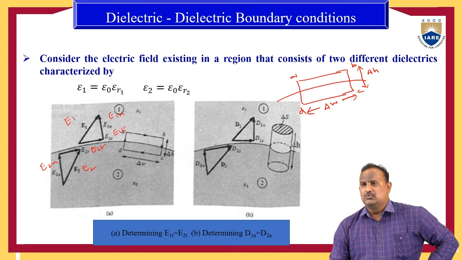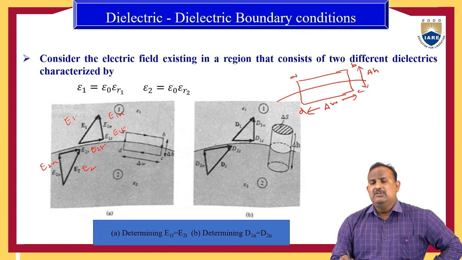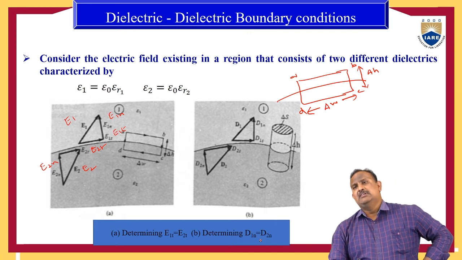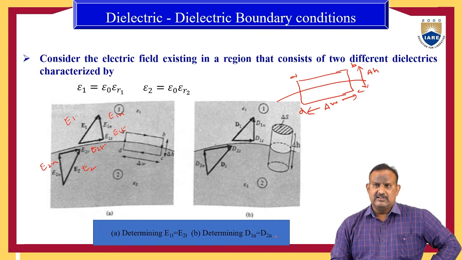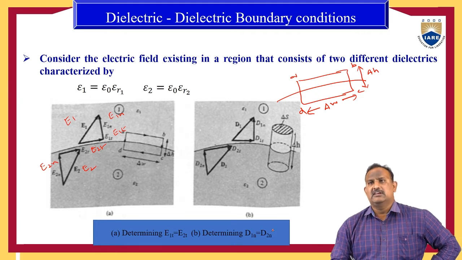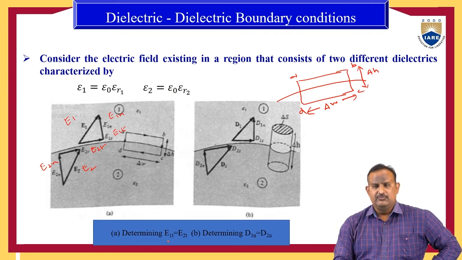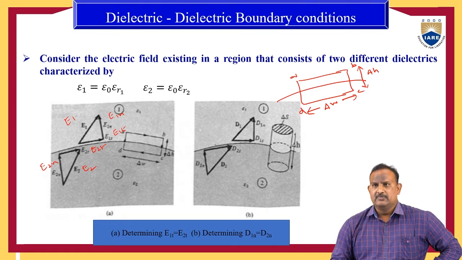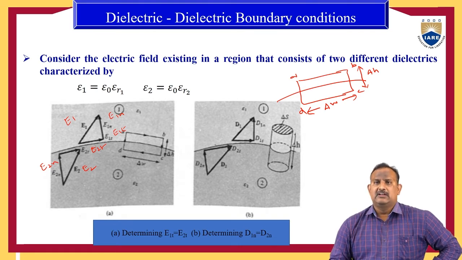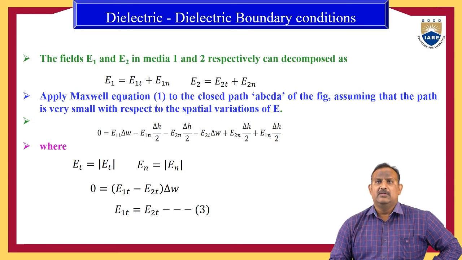Figure B is used to determine D1n equal to D2n, where D1n is the electric flux density normal to the boundary in medium 1, and D2n is the electric flux density normal to the boundary in medium 2. The first figure is used to find the electric field intensity and the second is used to find the electric flux density. To find the electric field intensity, I am applying Maxwell's first equation.